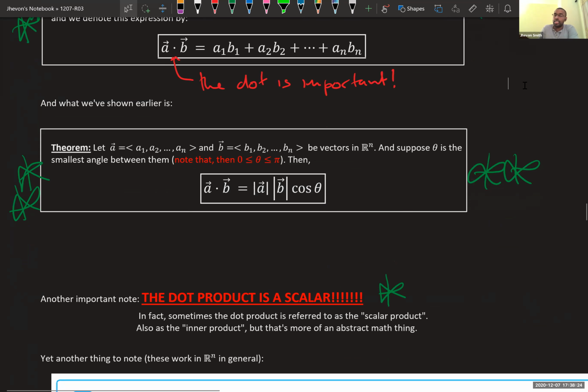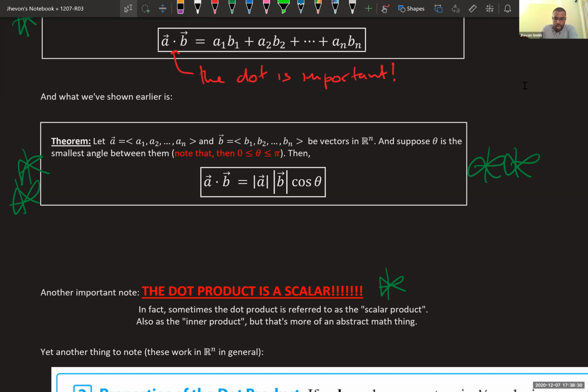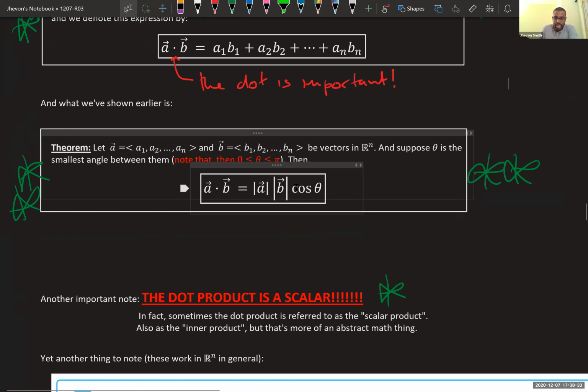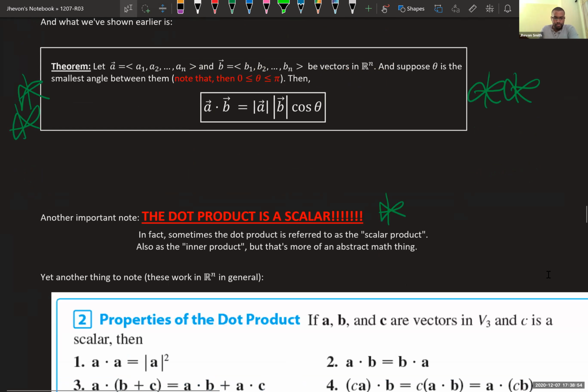So the dot product is a scalar. You can take two vectors of the same dimension, you dot product them, you get a scalar. And the point of that scalar is to really get to the angle between the vectors, the smallest angle. Now, if the dot product is 0, this means that the angle between them is pi over 2, because cosine of pi over 2 is going to be 0. So you can also use the dot product to test whether or not two vectors are orthogonal. Remember, orthogonal is our new word for perpendicular.